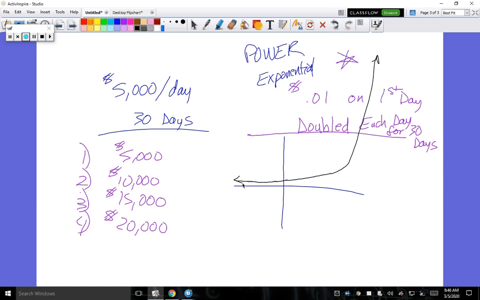Go with me? So the equation here is just going to be 5,000 times x. And if I said x was for 30 days, then you would just multiply 30 by 5,000, and you get something like 150,000, which is still pretty good money. You with me?